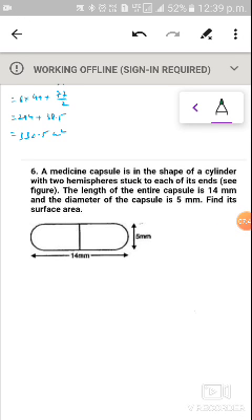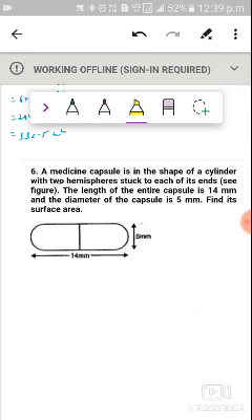Okay, now let us take question number 6. Question number 5 is the same as question number 4, so that is your homework. So question number 7: a medicine capsule is in the shape of a cylinder with two hemispheres stuck to each of its ends. The length of the entire capsule is 14 millimeter and the diameter of the capsule is 5 millimeter, okay. So the diameter of the capsule is 5 millimeter, right.